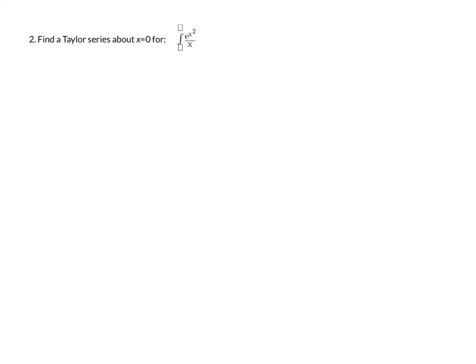We're going to look at worksheet 7.4, problem number 2. Find a Taylor series about x equals 0 for the integral of e to the x squared over x.